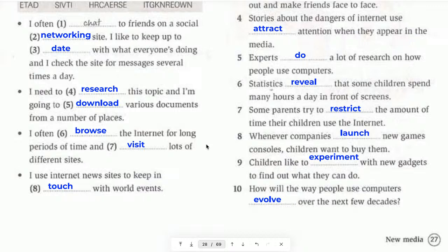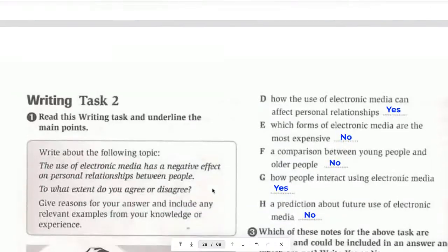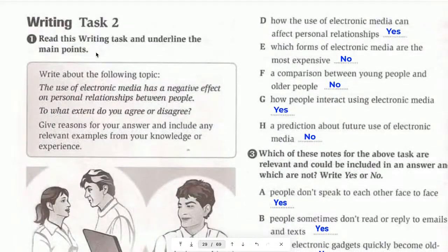Okay, now let's move on. If you don't want to give any answer for this one, just spend more time to think about it later. Alright, now let's move on to the next task. Writing task 2. Exercise 1. Read this writing task and underline the main points. Okay?